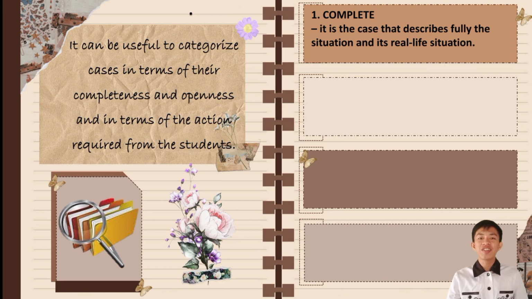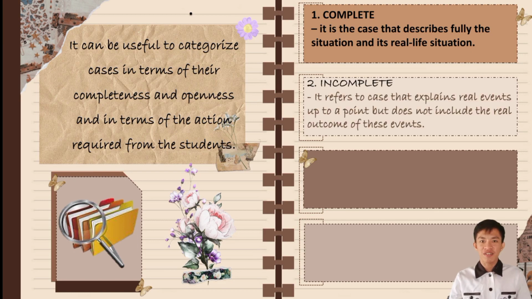The second category is the incomplete category. An incomplete case is simply the opposite of the complete category. The difference is that it does not include the real outcomes or results, which has lacking information and resolutions about a particular topic.